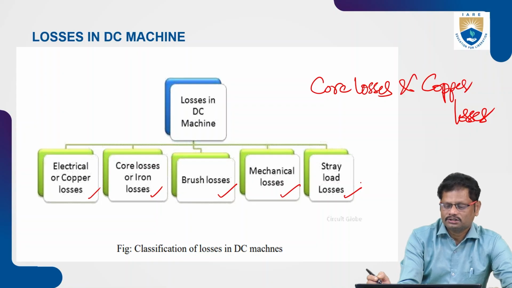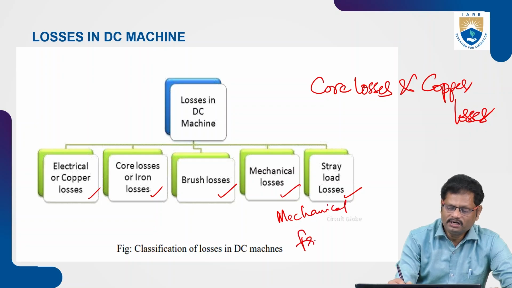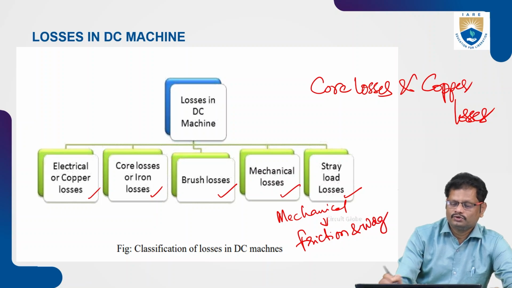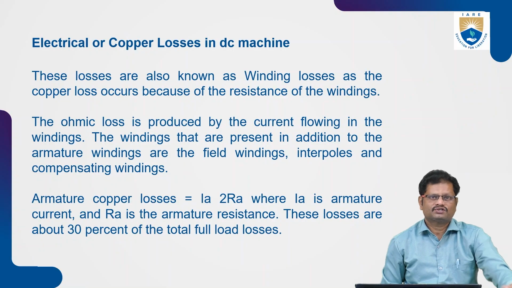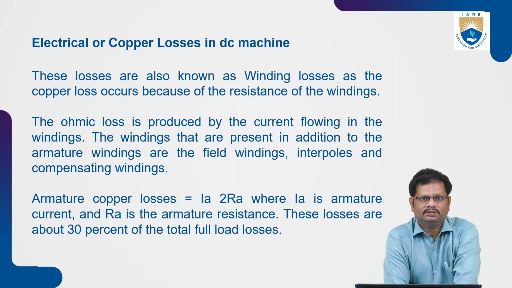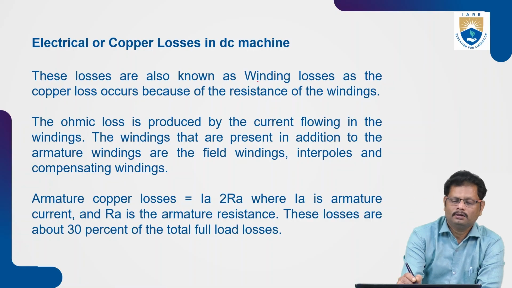Stray load losses. The mechanical losses may be friction and windage losses. So these are the classification of losses. The first one is electrical or copper losses in DC machine. These losses are also called winding losses.